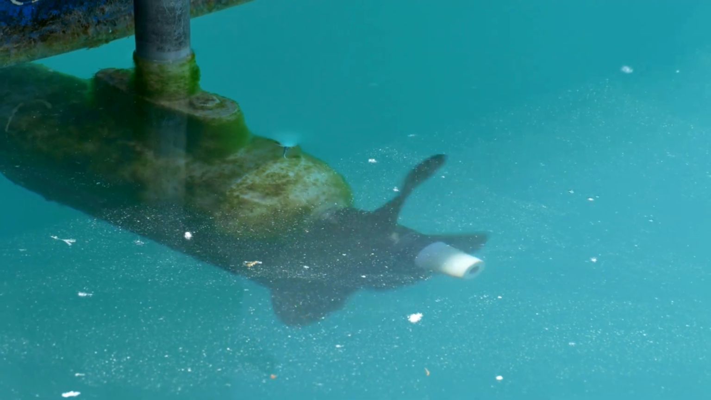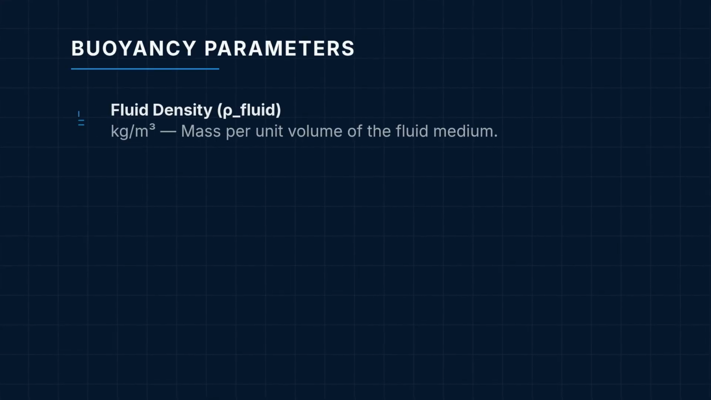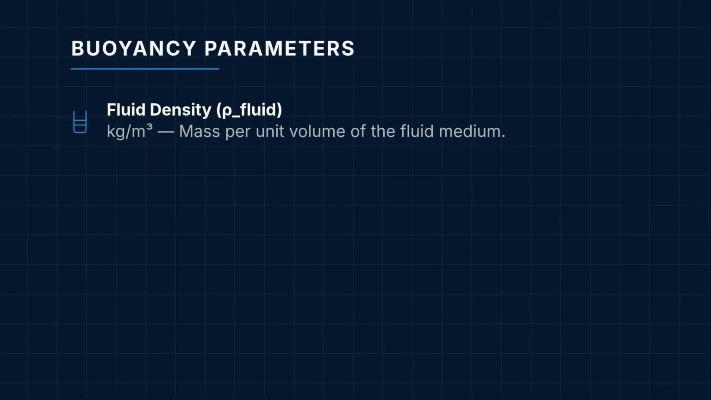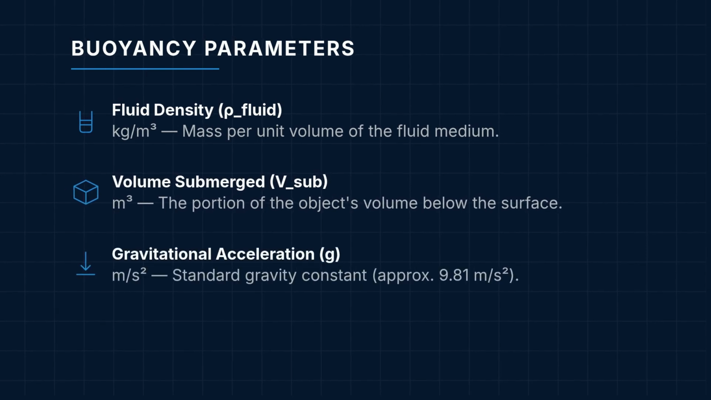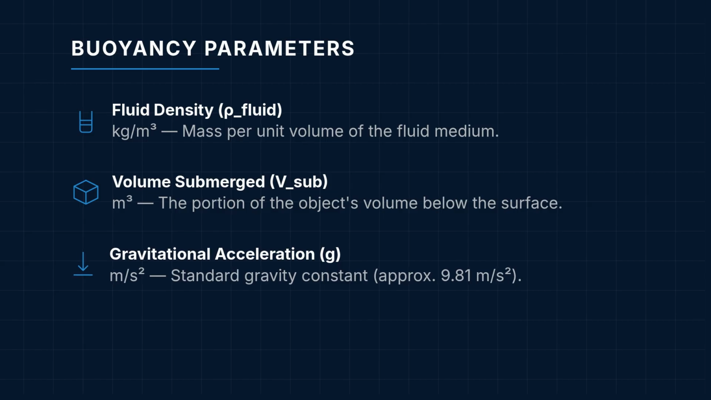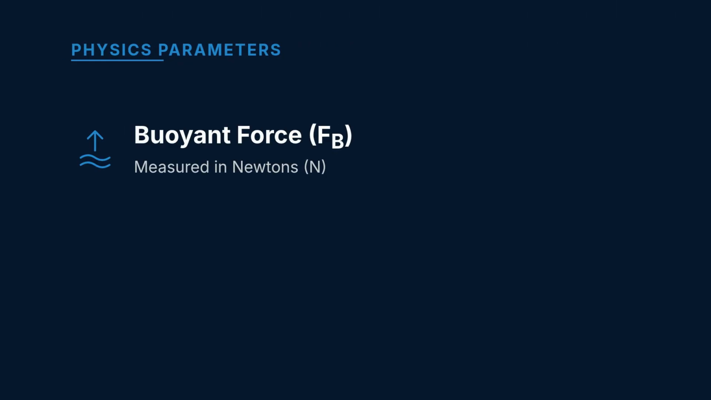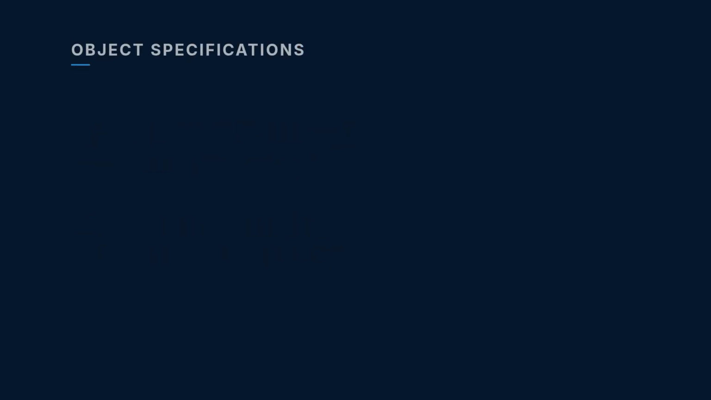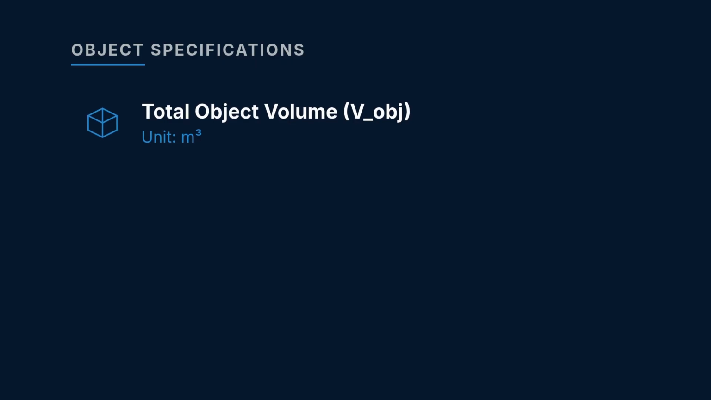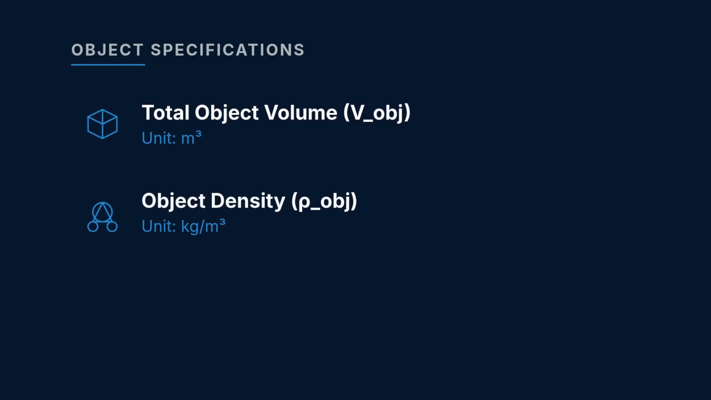For this demonstration, we're using Calculate Buoyant Force. The input fields include fluid density, rho fluid, in kilograms per cubic meter, volume submerged, V sub, in cubic meters, gravitational acceleration, g, in meters per second squared, buoyant force F_B in newtons, object mass, m, in kilograms, total object volume, V_obj, in cubic meters, and object density, rho obj, in kilograms per cubic meter.